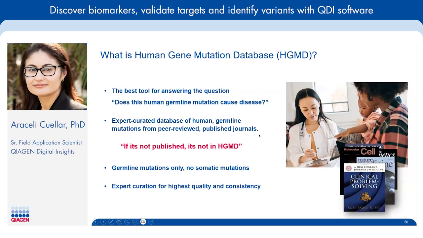These are going to be both de novo and inherited mutations that have significant evidence of pathogenicity. So if it's not published, it is not going to be in HGMD. Now, one thing to note is that HGMD is for germline mutations only, not for somatic. So HGMD is a great tool when you're asking the question, does this human germline mutation cause disease? And like with OmicSoft, it is expertly curated for the highest quality and consistency.